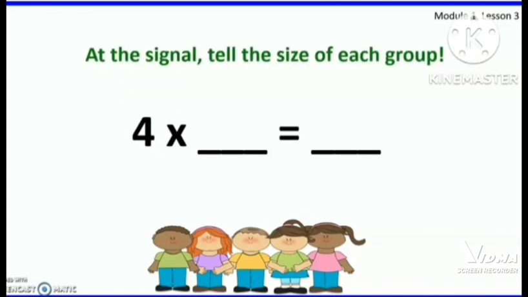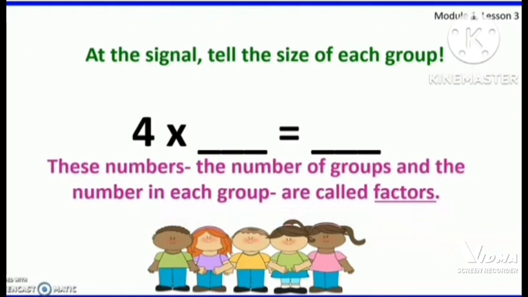I've written out the 4. How many in each group? You write there. 4 times 6. Yes, you've counted 6. And that gives you 24. 4 times 6 is 24. Count all your counters. You see it's 24.